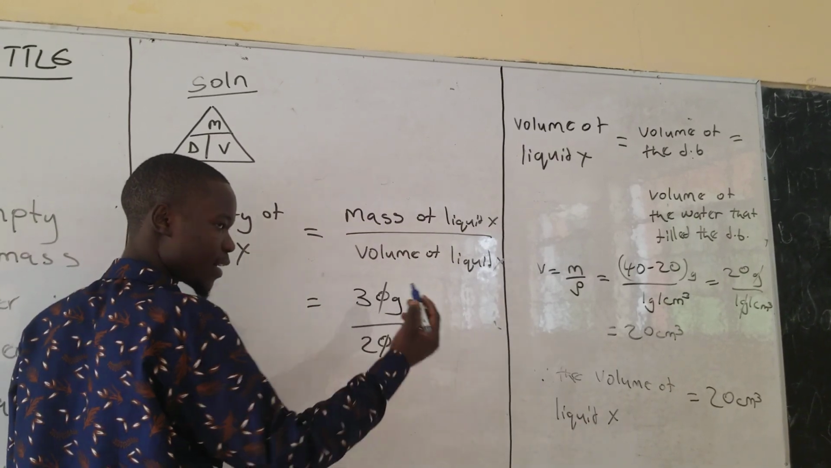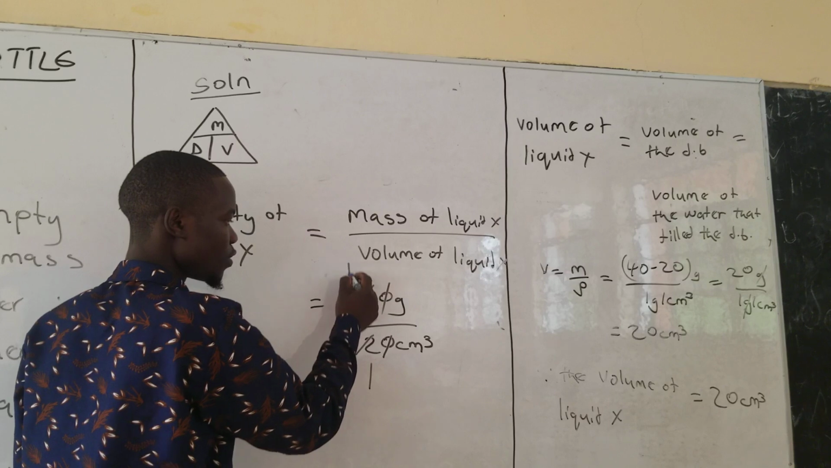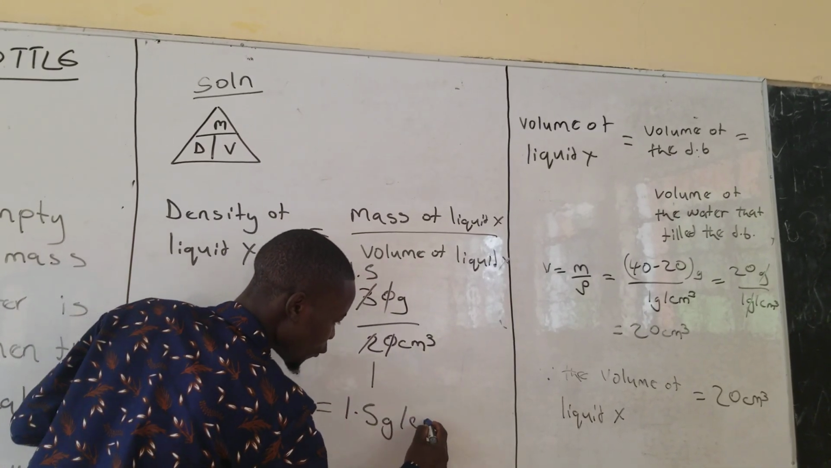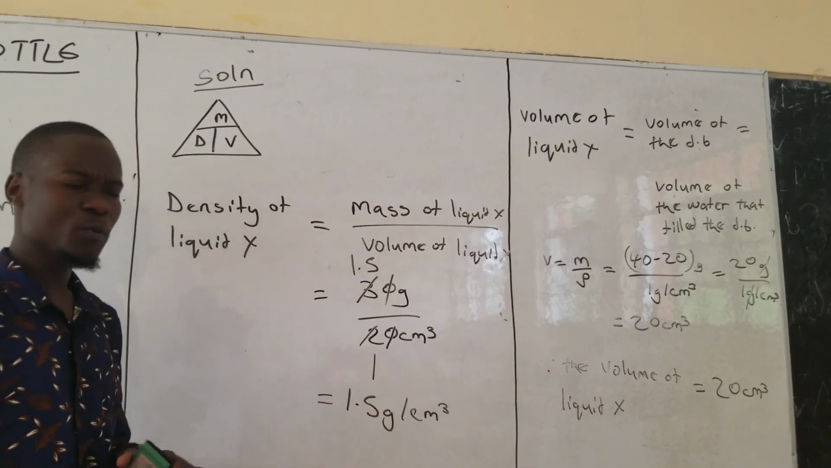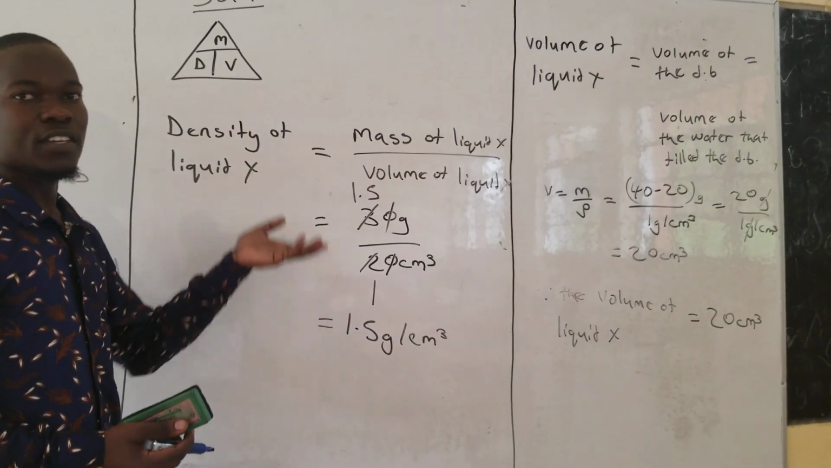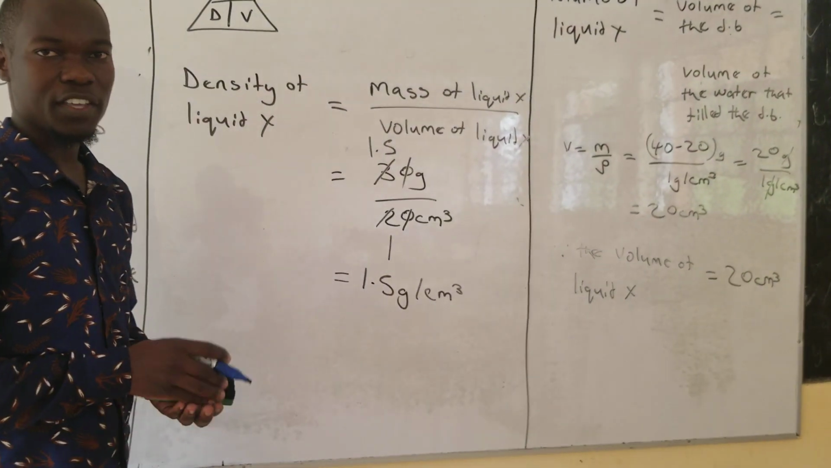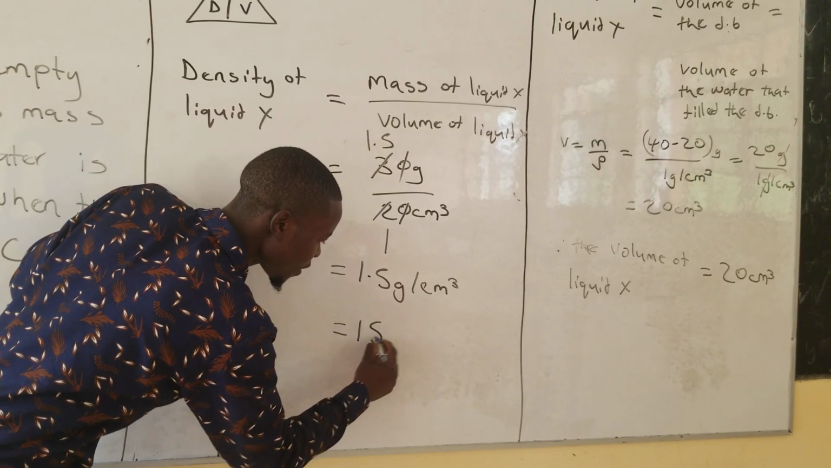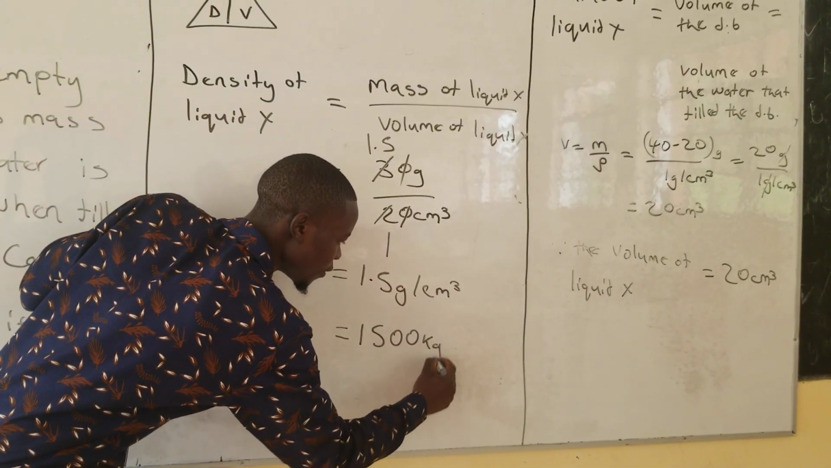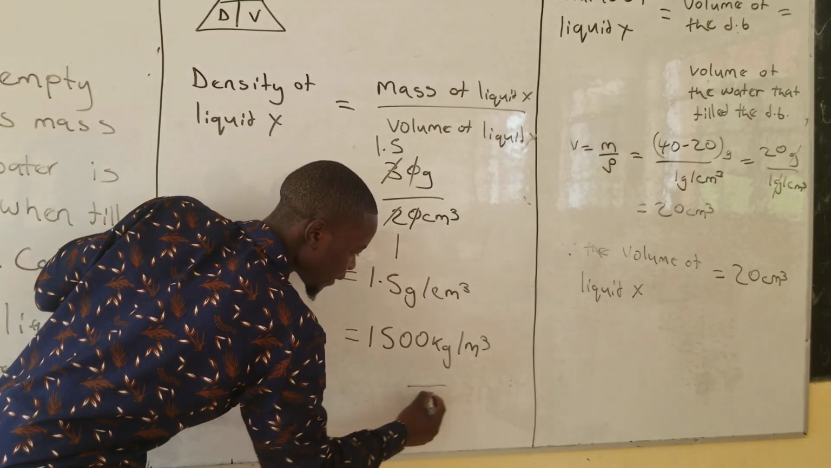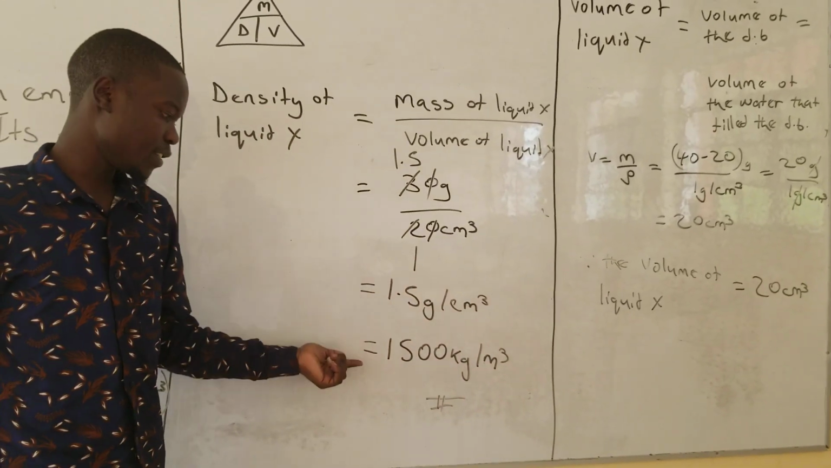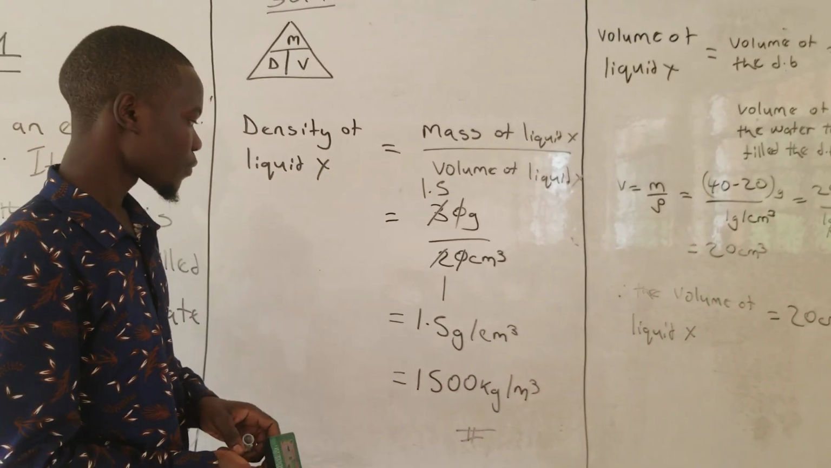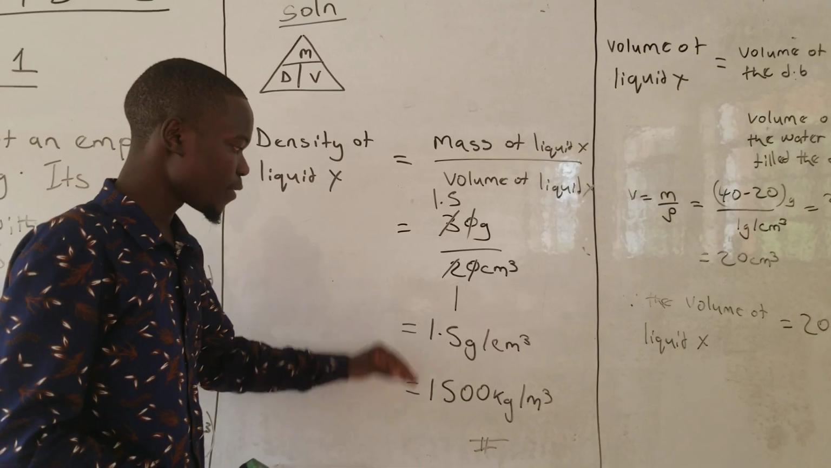The 0 and 0 they cancel. 2 goes here 1, 2 goes here 1.5. Then I'm left with 1.5 grams per cubic centimeter. If the question had asked us to change it into kilograms per cubic meter, I would have just multiplied by 1000 and gotten 1500 kilograms per cubic meter. So this is correct, this is also correct, depending on what you are asked. So that is the first example. The first example is done.